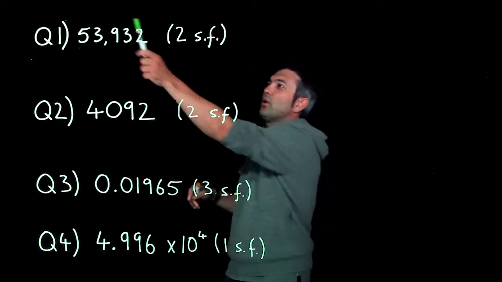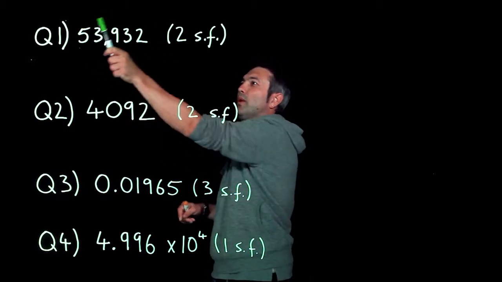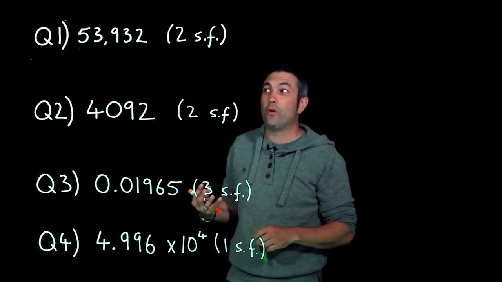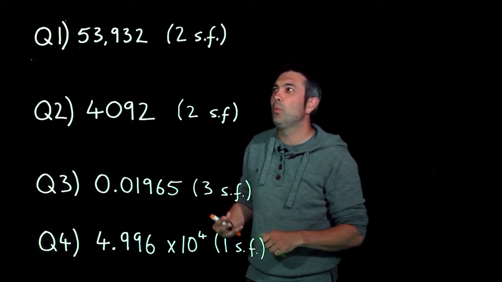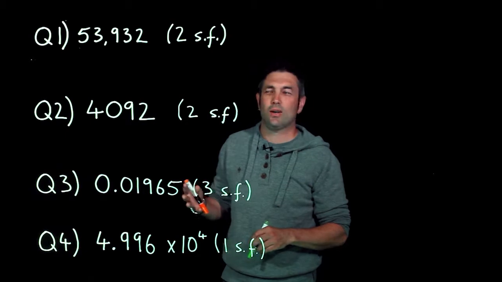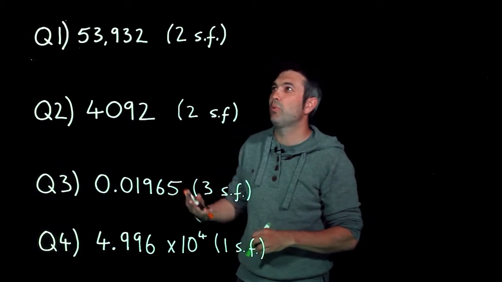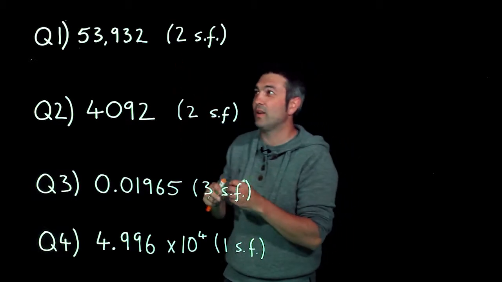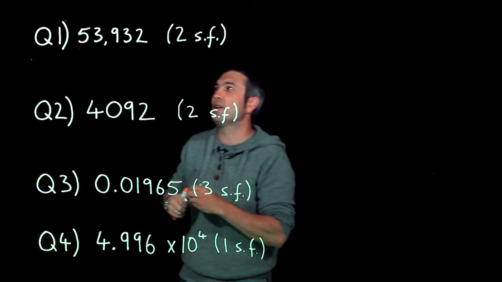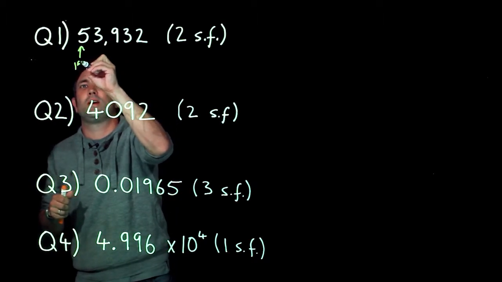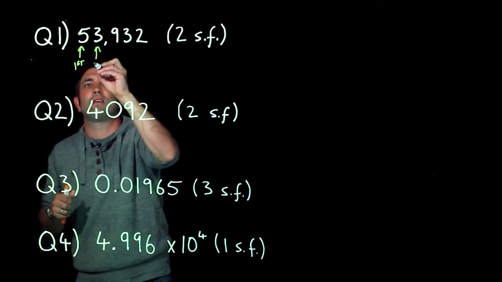Now, say we're at a concert, and this is how many people went there, 53,932. Well, if you were talking to a friend about how many people were at the concert, you wouldn't say there were 53,932. You would come up with a number that's close to it, probably rounded to two significant figures. The 5 is the first significant figure, and the 3 is the second significant figure.